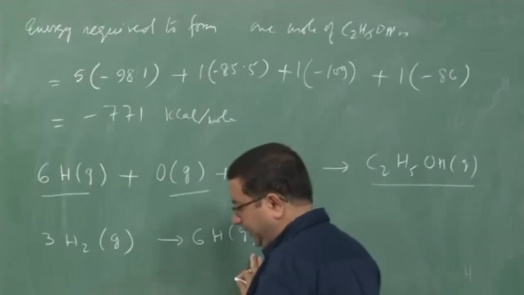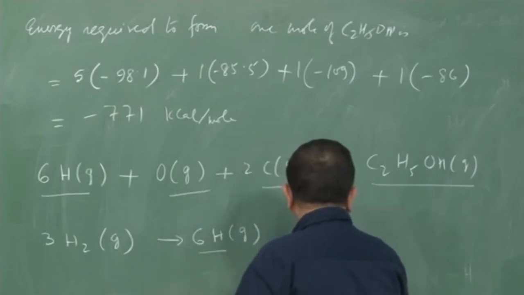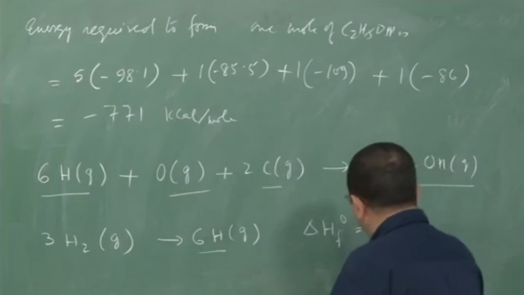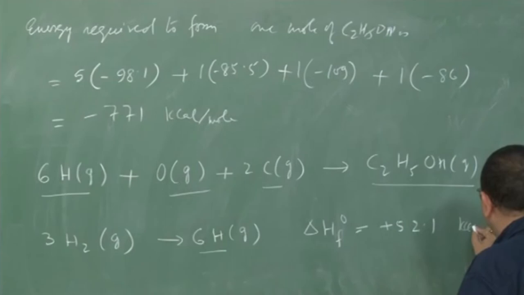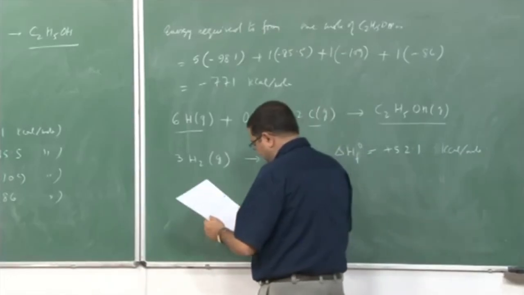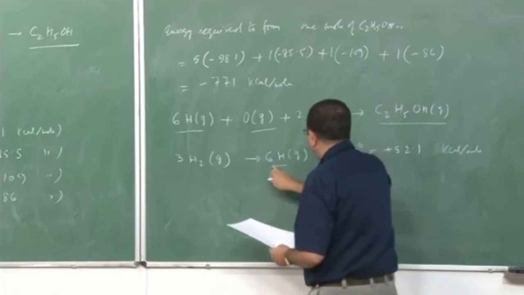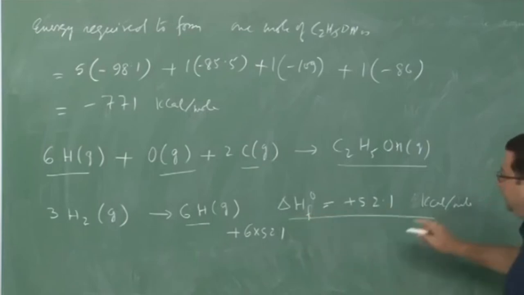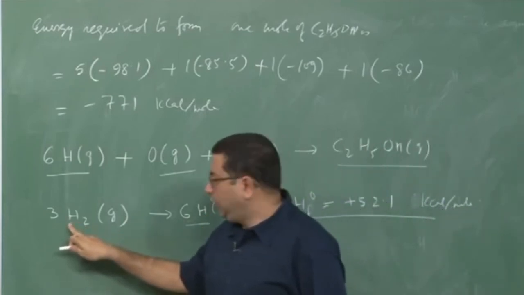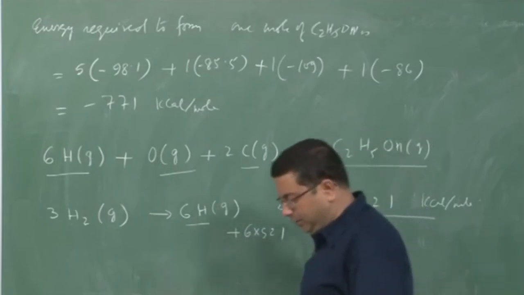This is then going to be my first reaction, which gives me hydrogen atoms, and the heat of formation for hydrogen atom can be obtained from the thermochemical tables. This is an endothermic reaction requiring 52.1 kilocalorie per mole, and 6 times this actually, since we are forming 6 of them. So, this is equal to 6 times 52.1, because the heat of formation for atomic hydrogen from molecular hydrogen is 52.1. Therefore, this reaction will require 6 times 52.1 amount of heat.